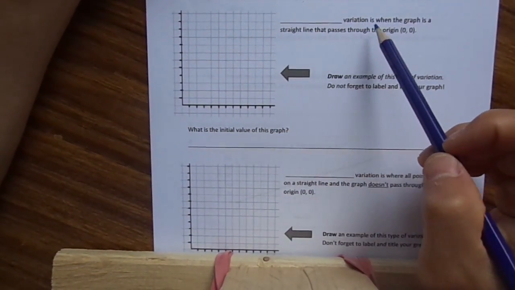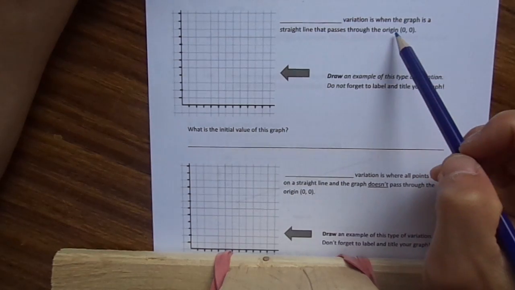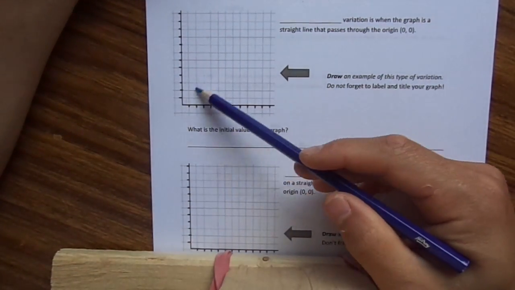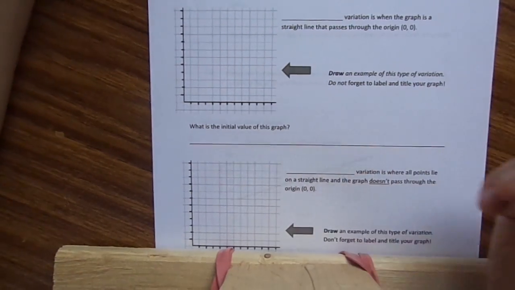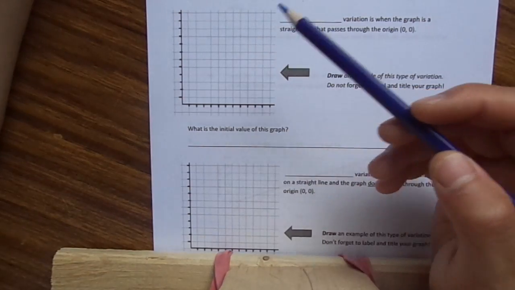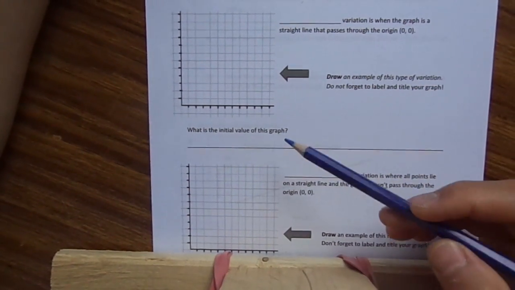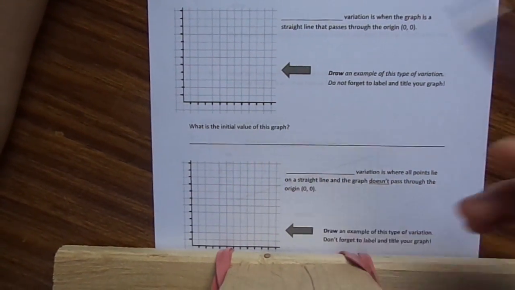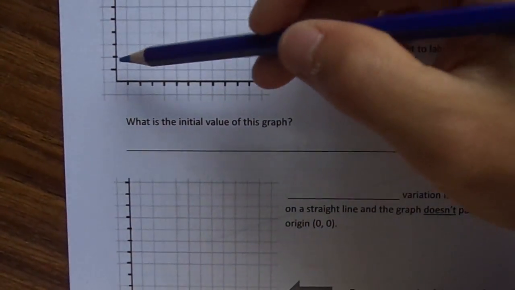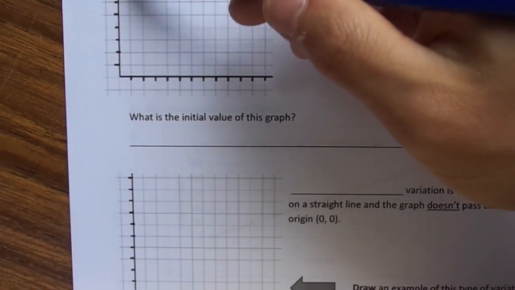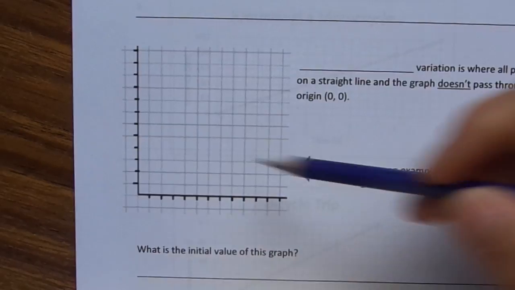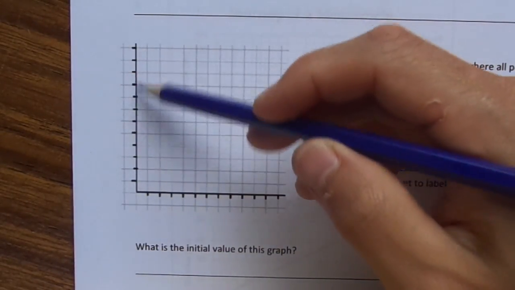Blank variation is when the graph is a straight line that passes through the origin. Okay, so there's no funny business going on. It's just a direct variation. I guess I just kind of told you the answer there. Now I want you to draw an example there, and what I also want you to answer is, what is the initial value of the graph? And what I mean by that is, looking on the y-axis, where does it start? Same thing with this graph. Once you draw an example, tell me where your line started. Okay?